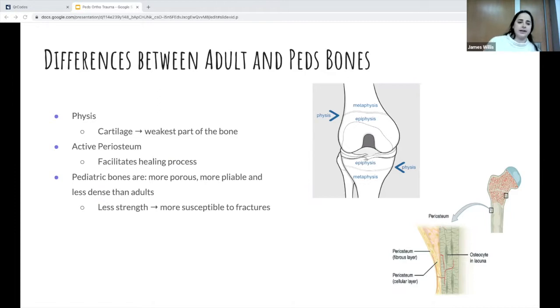They also have an active periosteum, which is going to help them heal faster. And their bones are more porous, more pliable, and have less density than adults. So it's going to make them more susceptible to fractures.